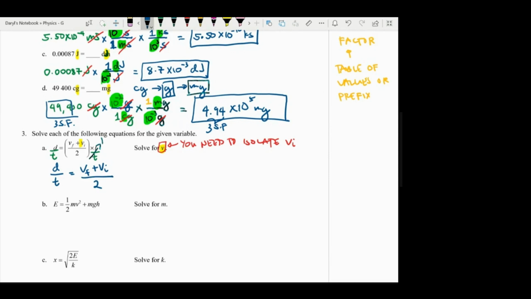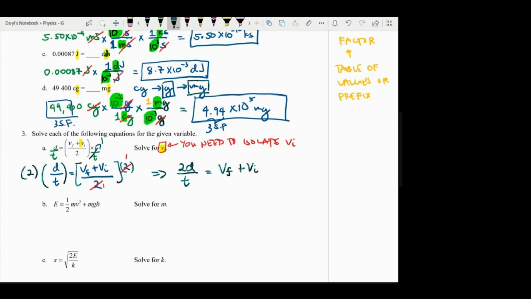But in this form I cannot isolate VI directly because of the 2 at the bottom. So I need to deal with that first. To do that, I'll multiply both sides by 2, because 2 over 2 will give me 1, so the 2 will be gone there. The basic rule in solving an equation is to balance it: whatever you do on one side, you also do on the other side. So this leads to 2D over T is equal to VF plus VI.